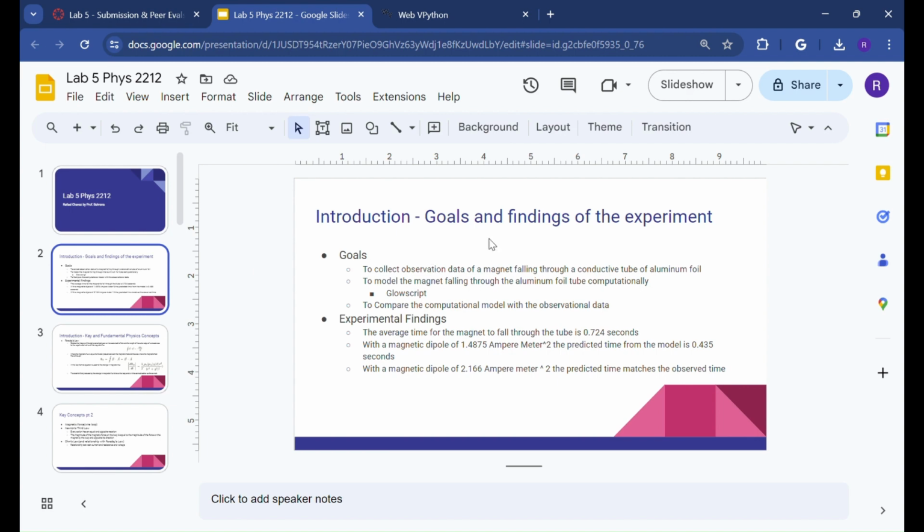My goal for this lab is to collect observational data of a magnet falling through a conductive tube of aluminum foil, and to model the magnet falling through the aluminum foil computationally using GlowScript Python coding, then compare the computational model to the observational data. The experimental finding is that the average time for the magnet to fall through the tube is 0.724 seconds, with a magnetic dipole that you can read and another magnetic dipole that you can also read. This first one's from Lab 3.